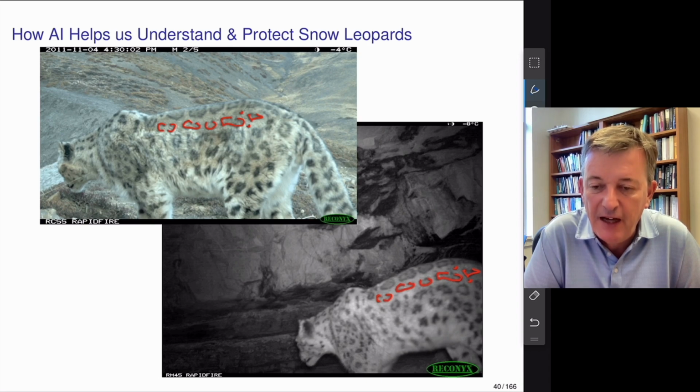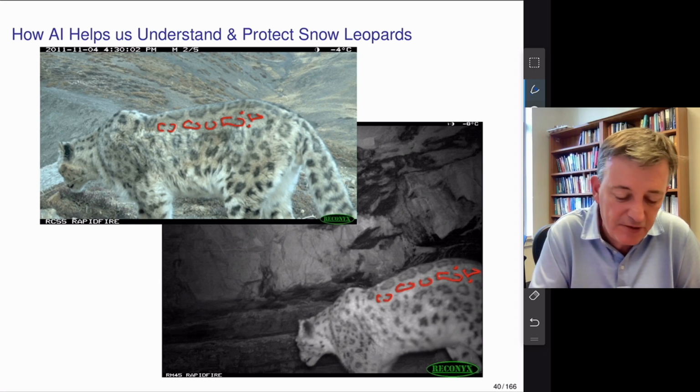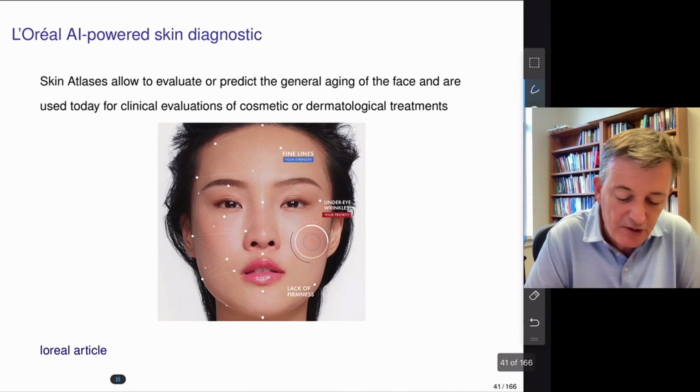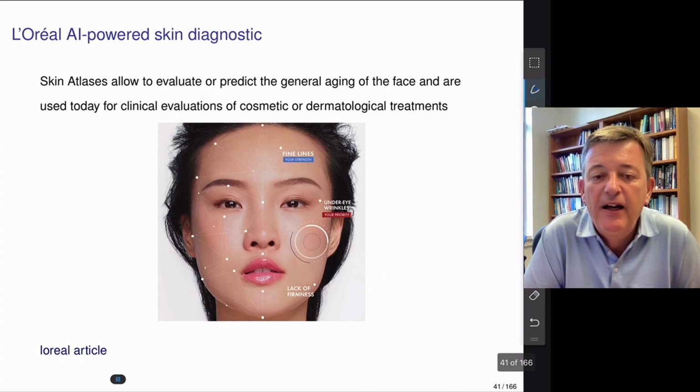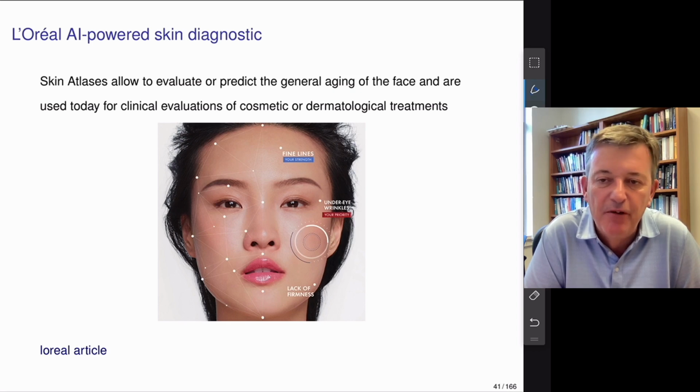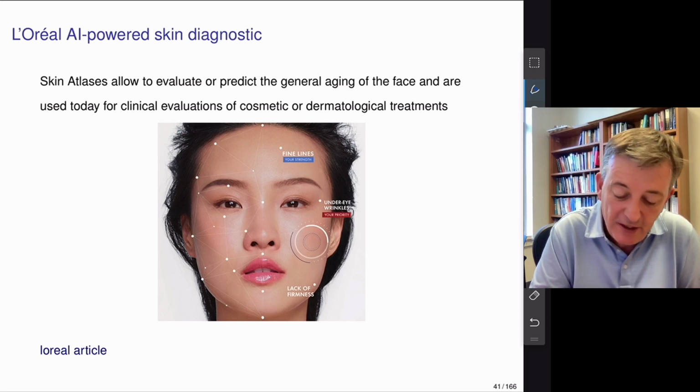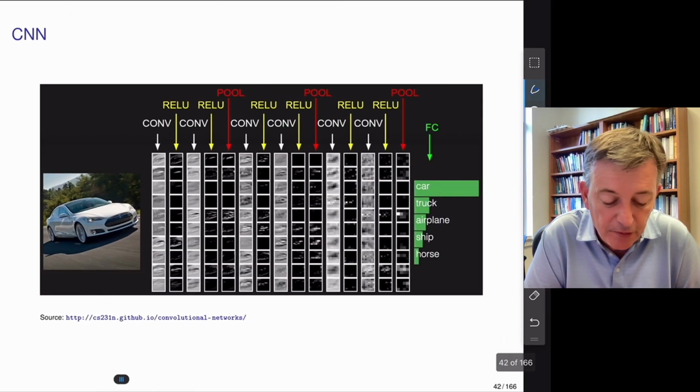Once in a while, you'll see adverts on TV. Microsoft has one where it talks about using AI to identify and protect snow leopards. So that's an interesting one. Lots of companies, so anything to do with facial recognition. L'Oreal, Sephora, any of these companies are trying to use the power of image processing to help sell you things. So there's a link there to a L'Oreal example.